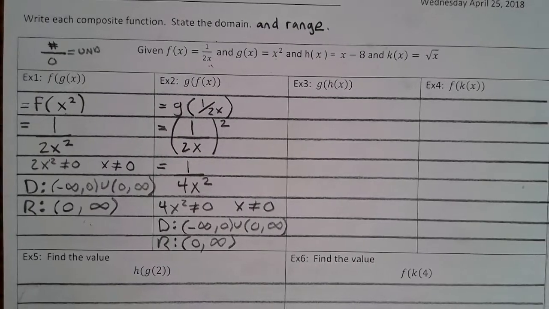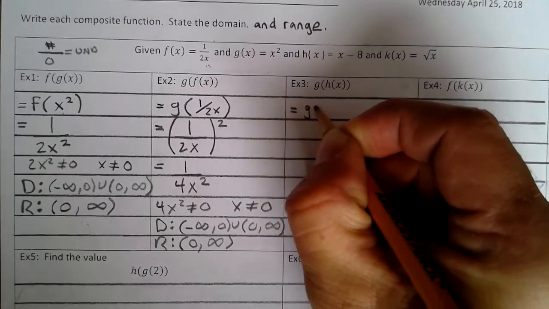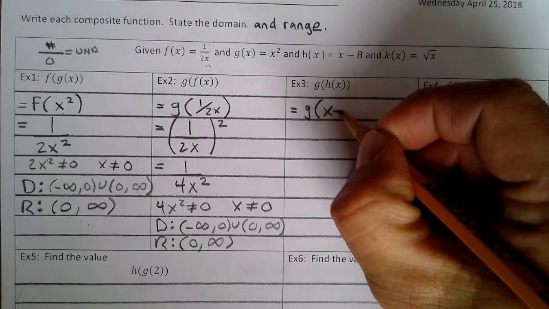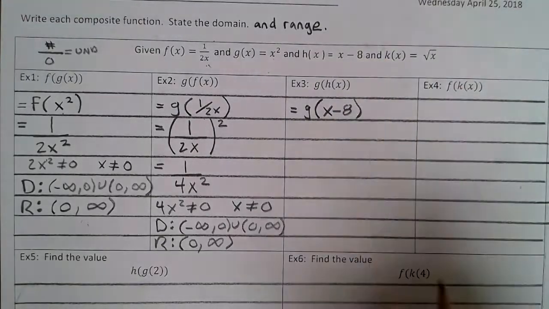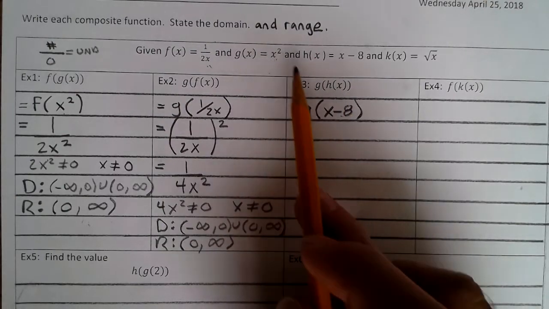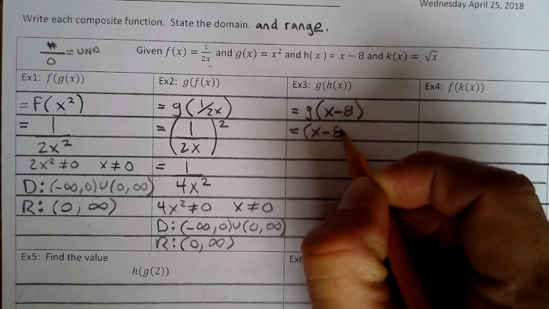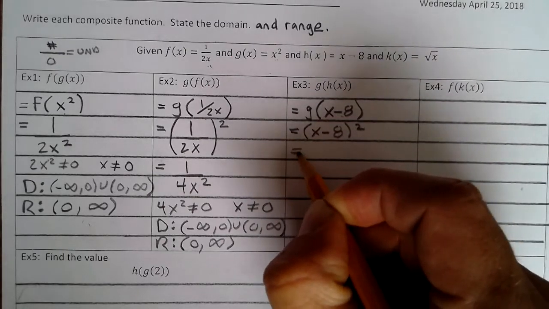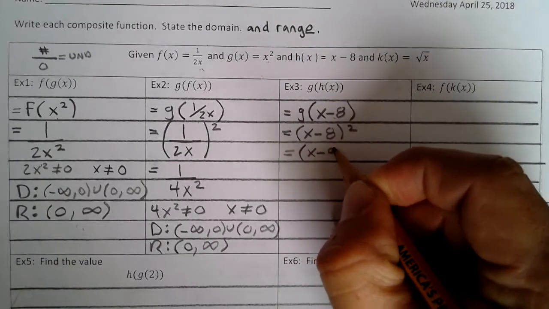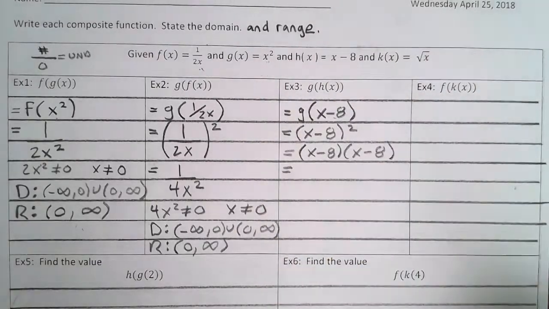All right, now let's look at example 3. So we have g of h of x. Now h of x is x minus 8. So we're plugging in x minus 8 for x. So we're squaring x minus 8. So that's x minus 8 squared, which is x minus 8 times x minus 8. So now we FOIL.